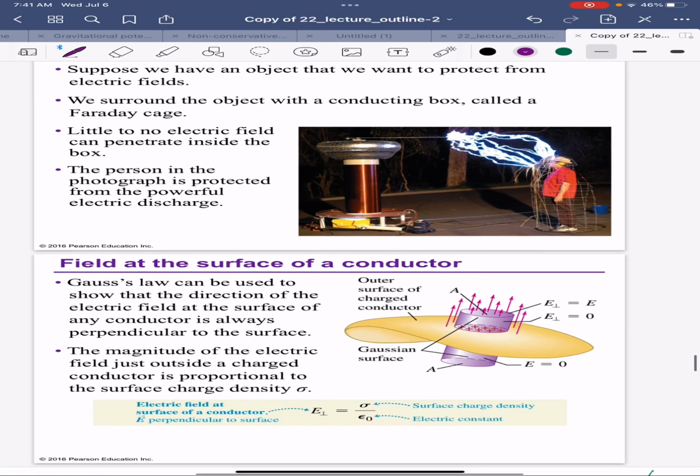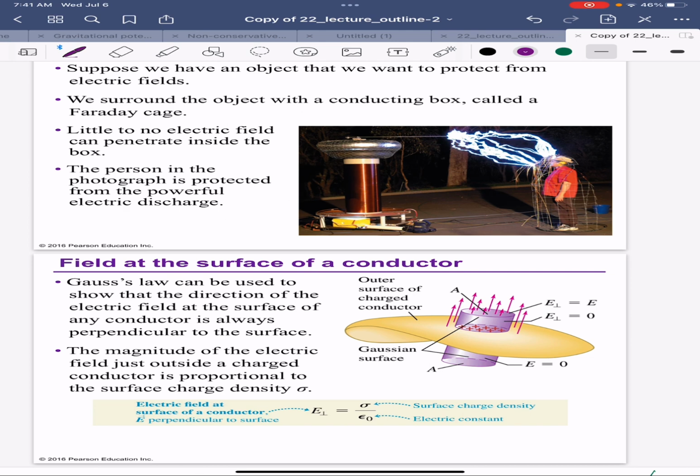Also, Gauss's law can be used to show that the direction of the electric field at the surface of any conductor is always perpendicular to the surface, and the magnitude of the electric field just outside the charged conductor is proportional to the charge density, which is sigma divided by epsilon zero.